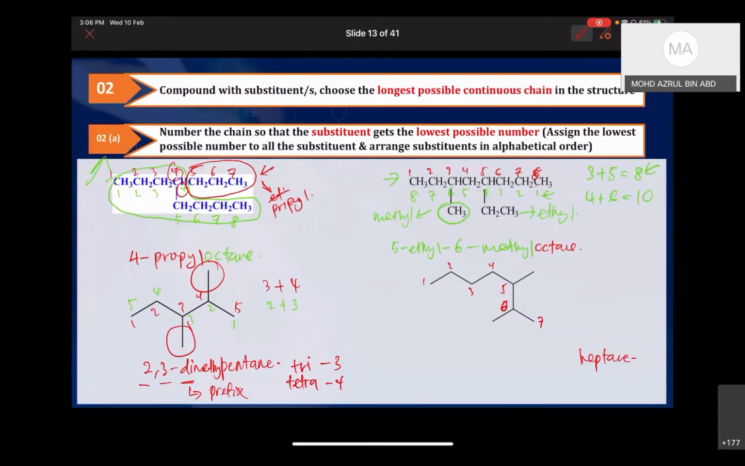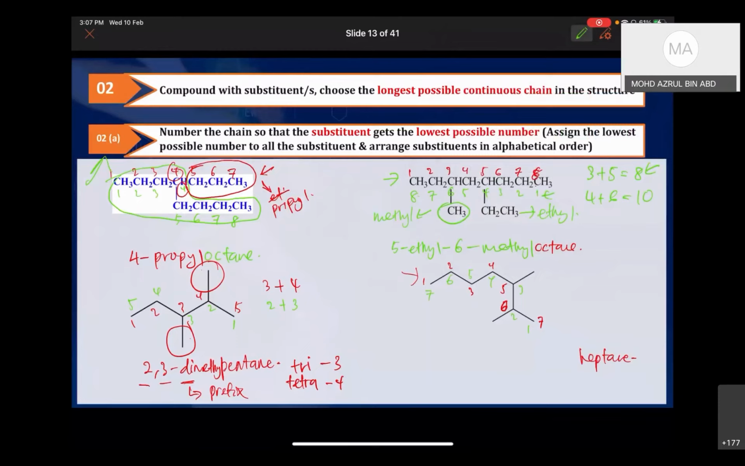And then how about the direction? Is it from the top or from the bottom? Okay, what if we try from the bottom? 1, 2, 3, 4, 5 and 6, 7.